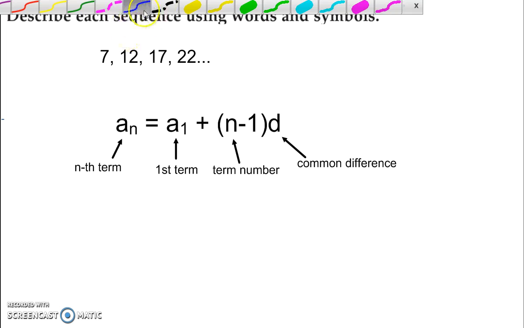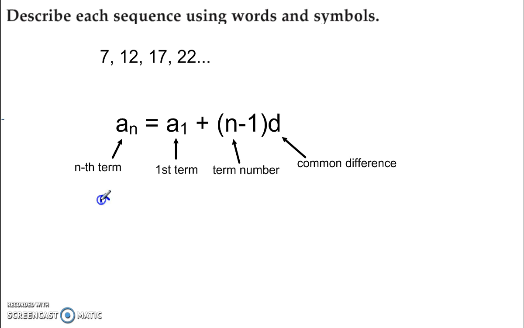So if I want to write an equation for this right here, a n is equal to, first term is 7 plus term number n minus 1, and the common difference here between these two, 7 plus 5, so the common difference is 5. Let's check it. It's plus 5, plus 5. Yes, there's a common difference, so it's 5.